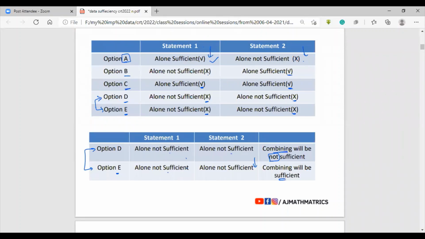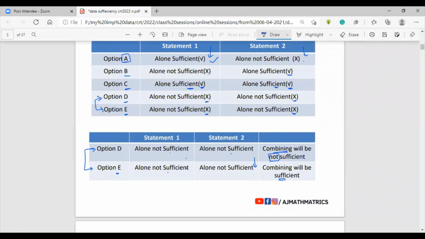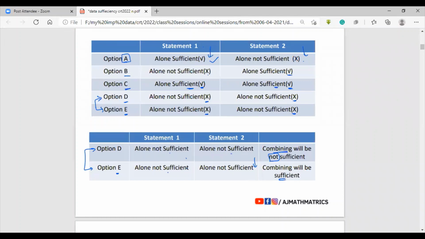See, option C indicates 1 alone sufficient and 2 alone sufficient. If 1 alone and 2 alone are sufficient, then there is no need to combine the data in the statements. When the data in statements alone are not sufficient, then you have to combine. Okay, be clear, guys. So shall I move to the questions?